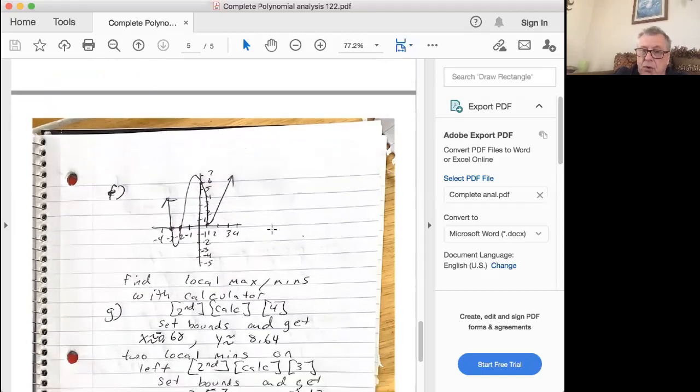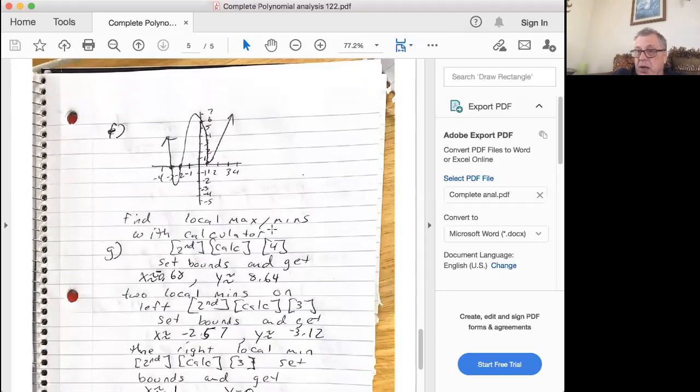So to find the local mins and maxes, we go through the process with second trace and calculate, number 4 gives us the max. We set our boundaries. We find the max is at x equals minus 0.68. We have 2 local mins, this left one and this right one. Now, we should have an idea what the right one is.